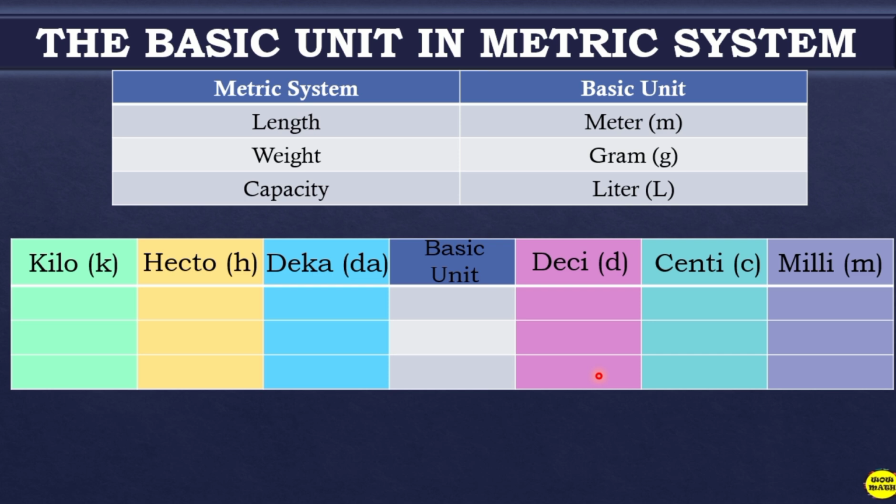So, ano-ano ba yung mga basic unit? Kapag ang kinukuha natin ay length, yung haba o yung distance, the basic unit is meter. Ang symbol natin dyan is M. By the way, ang symbol natin for kilo is K. For hecto, that is H. For deca, that is DA, or pwede rin DK. For deci, that is D. For centi, that is C. And for milli, that is M.